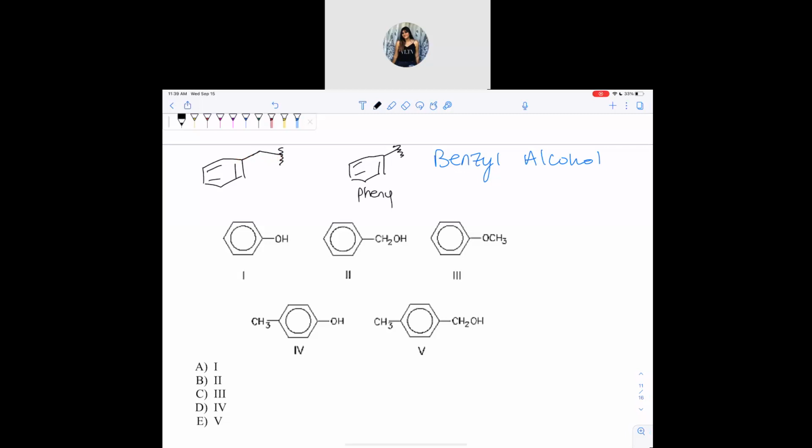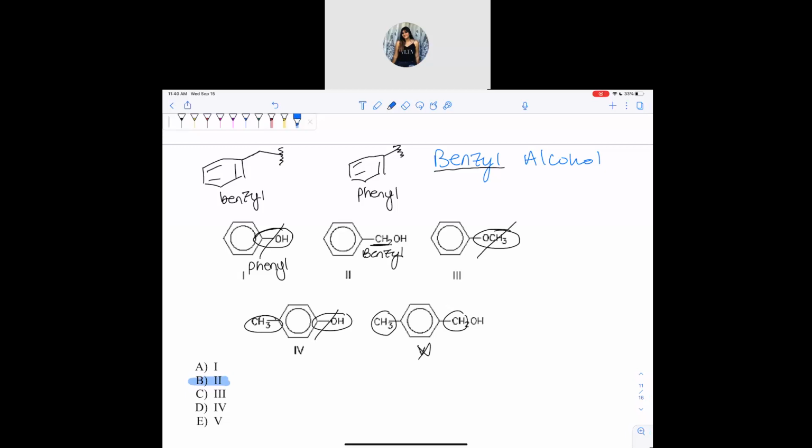So I'm going to say phenyl, benzyl. We're looking for benzyl alcohol. This one is directly attached to the ring, therefore that is a phenyl. This is a phenyl and it has this group on there. This one is just not even an alcohol. Now we're stuck between this, which has the bend, so that's benzyl, and this, which has a bend, but it also has a CH3. Why would we? Who knows? So the correct answer here is 2. That is the only correct benzyl alcohol.